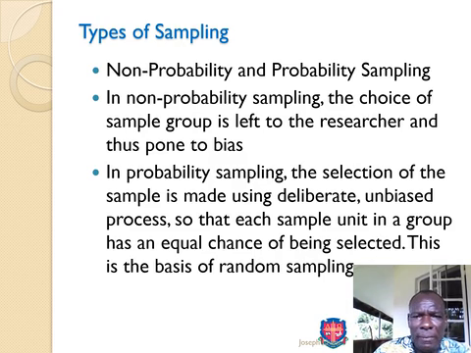Types of sampling. There are two basic types of sampling: non-probability and probability sampling. In non-probability sampling, the choice of the sample group is left to the researcher, and thus it is prone to bias. In probability sampling, the selection of the sample is made using a deliberate and unbiased process so that each sample unit in a group has an equal chance of being selected. This is the basis of random sampling.